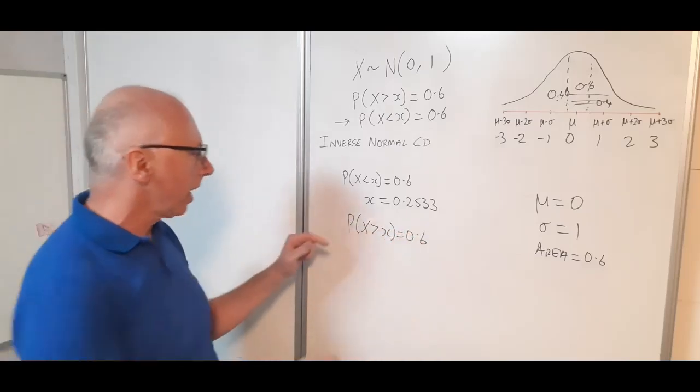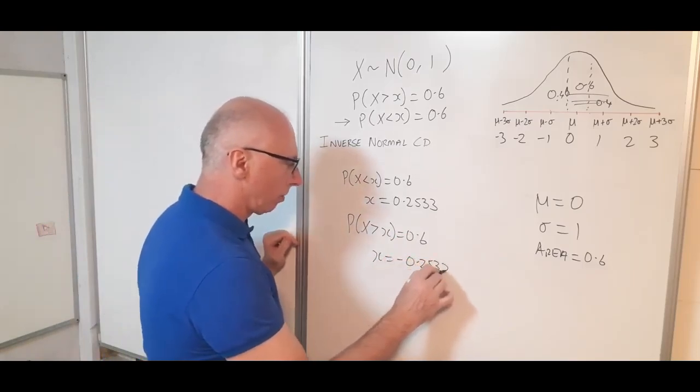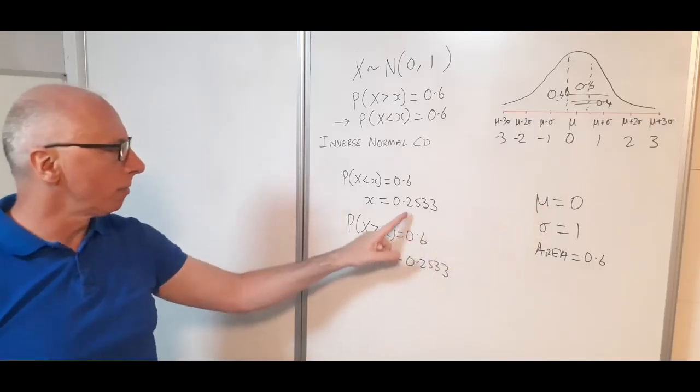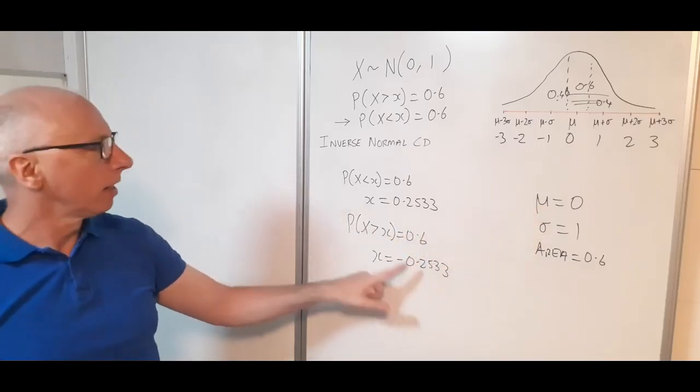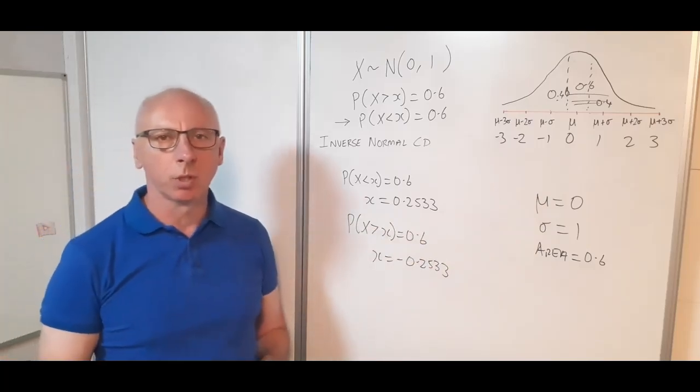In this case, x would be minus 0.2533 because the mean is 0. So 0 minus this gives us that. And that will be the answer to our two questions regarding the normal distribution.